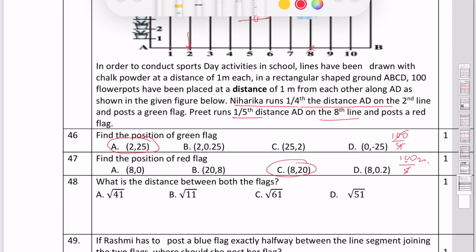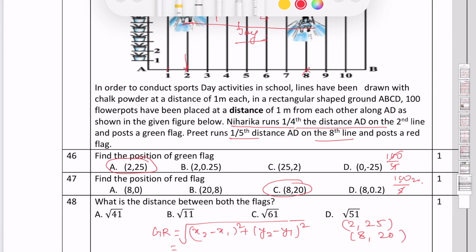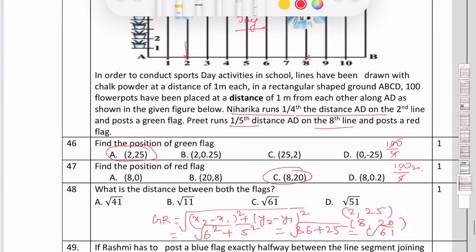Next, distance between two flags. We know the distance will be, if green flag and red flag, square root of x2 minus x1 whole square plus y2 minus y1 whole square. Our points are 2, 25 and 8, 20. So 8 minus 2, 6 square, 25 minus 20, 5 square. That means 36 plus 25. It is 61. Root 61 will be the answer.